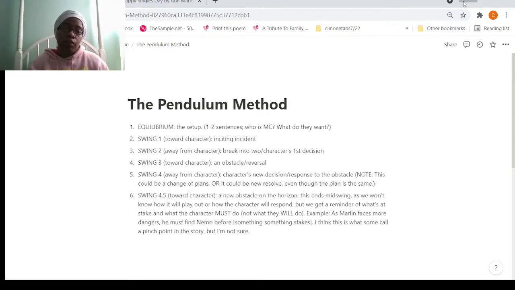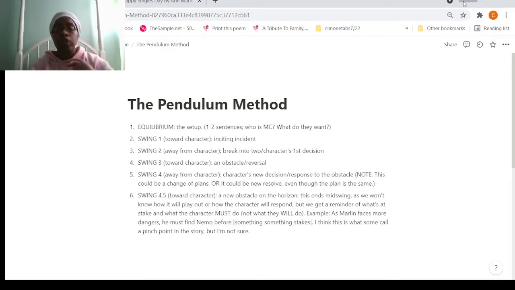Then you have your 5th swing, and like I said, we're going to end in the middle of this swing. Here, I think you would say that this reversal was kind of like a pinch point, what some people call a pinch point. Your 5th swing is kind of like we're approaching the midpoint of the story. I think often we're going to be approaching the midpoint of the story.